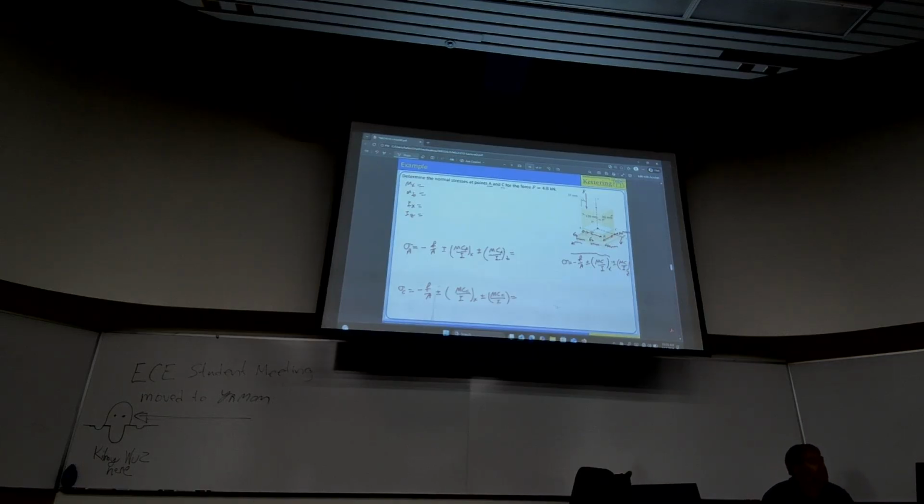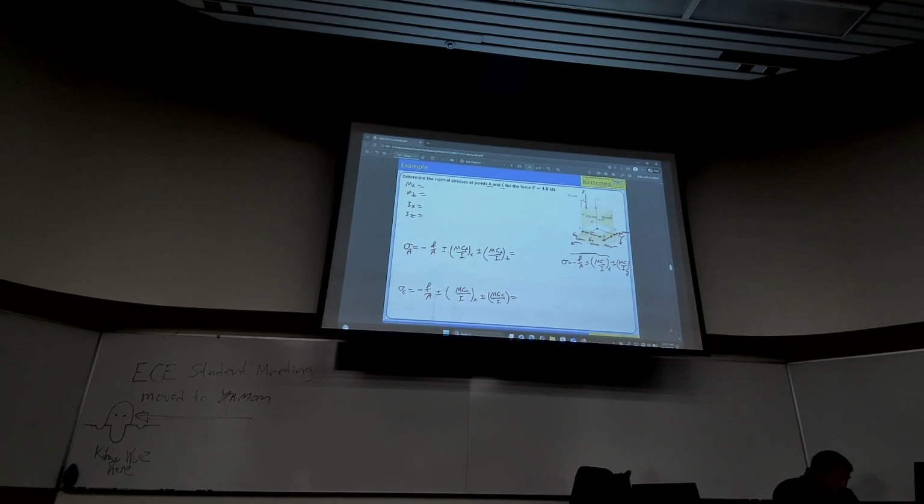I have perhaps a dumber question. Go for it. What letter did you write over A? Because I cannot tell if that's supposed to be L or F or P. Which line are we referring to? Sort of the equations. Is that force? So the thing is this.